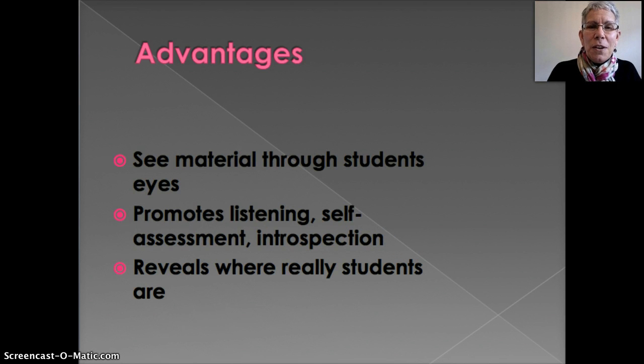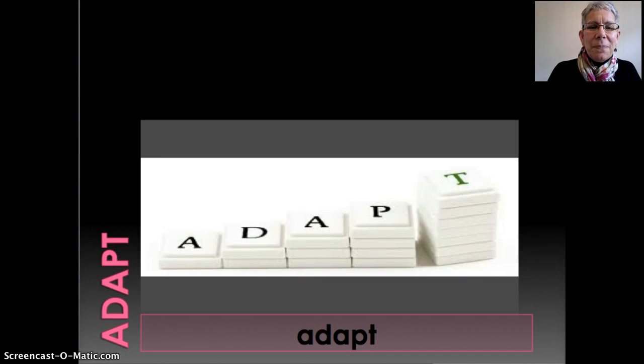The instructor can see their own material through the student's eyes and see what the learner's perspective is about what they're learning. This Muddiest Point classroom assessment technique promotes listening, self-assessment, introspection, and increases study habits and questioning by the students. It also reveals exactly where they're at and not where an instructor thinks they're at.